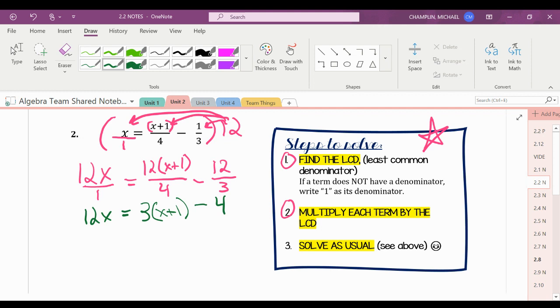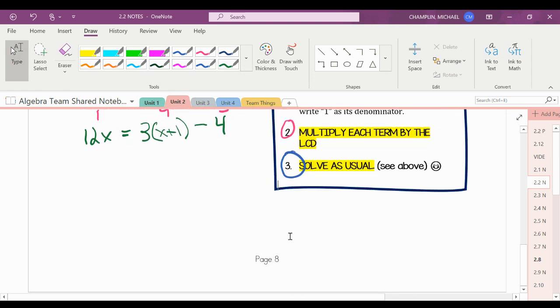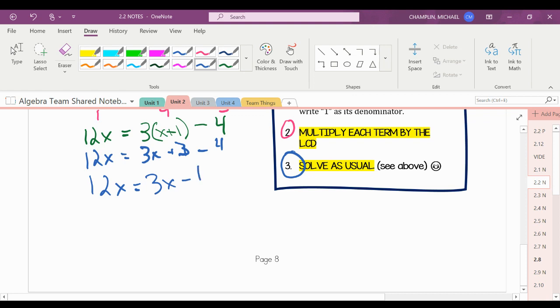And guess what? Right here in my fancy blue color, I am going to solve using the steps from above. I'm going to do it as fast as I can. So the first thing I'm going to do is distribute. I get 12x equals 3x plus 1 minus 4. That's wrong. It's plus 3. All right, next thing I'm going to do is combine like terms, and I'm going to get 12x equals 3x. 3 minus 4 is going to be negative 1.